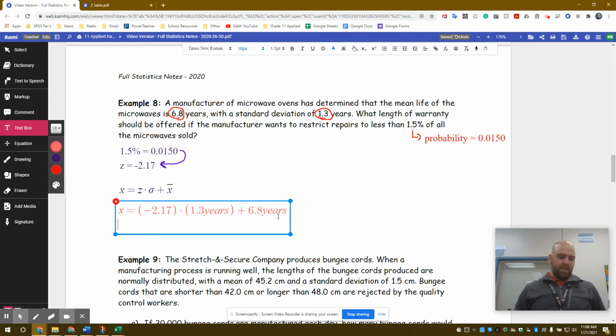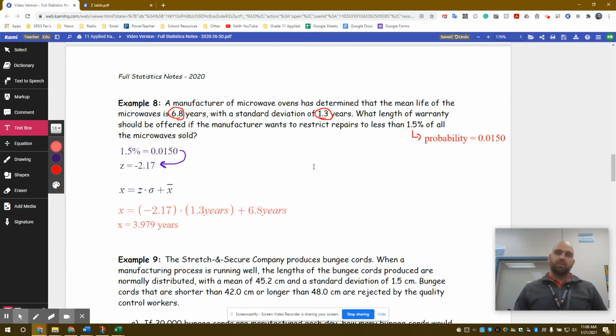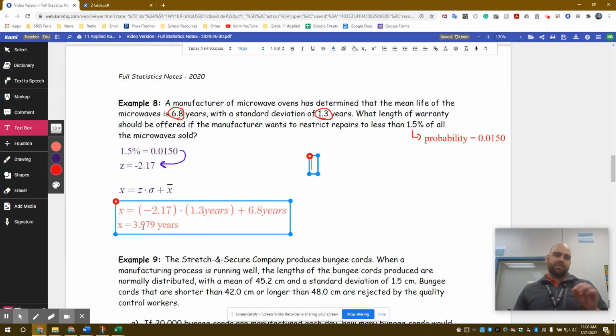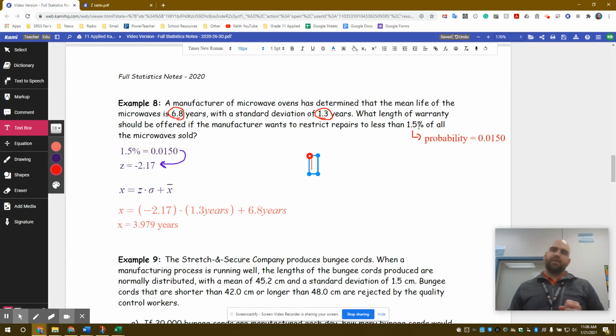And this is going to give us an X that is in years. So we get negative 2.17 times 1.3, and then we add 6.8, and we get 3.979 years. If we round this to two decimals, it's 3.98, or very, very close to 4. What it's telling us is that this is our data point which represents the 1.5%.